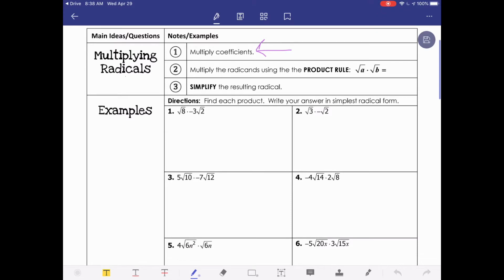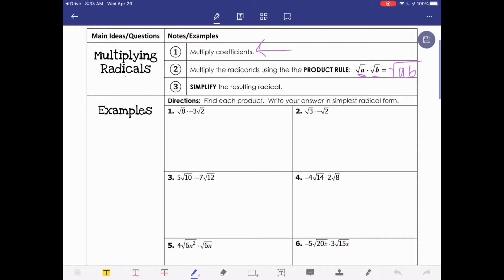Second, we are going to multiply the radicands using the product rule. A radicand is what's inside the radical, so we have A as our radicand in our first one, and B as our radicand in our second one. So this would become square root of A times B. And then step 3, we need to simplify the resulting radical if we are able to. So whatever your new value inside your radical is, we need to simplify that and pull whatever we are able to out of our radical. So we're going to look at some examples.